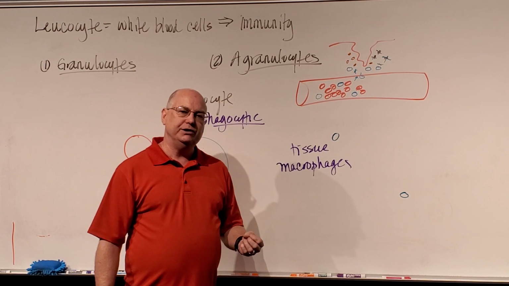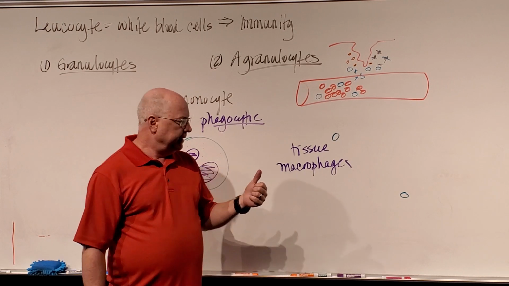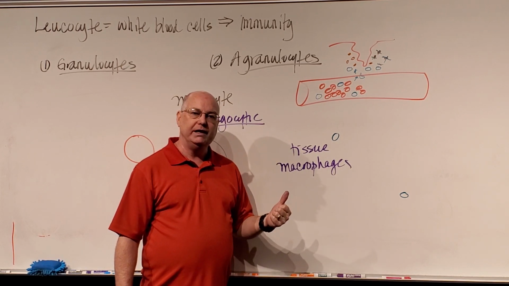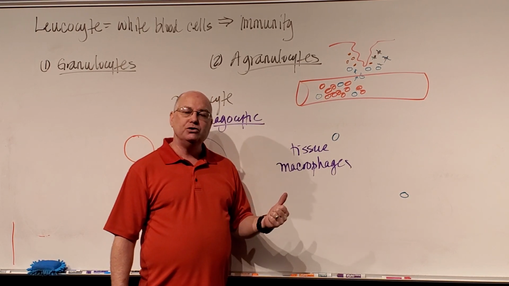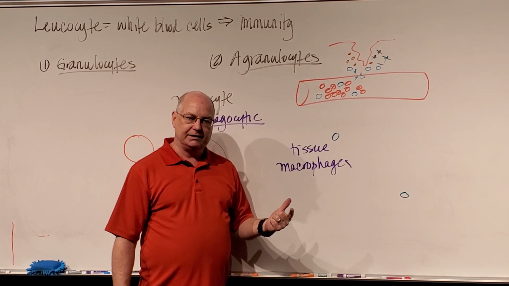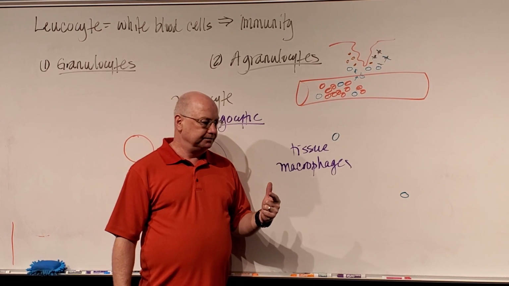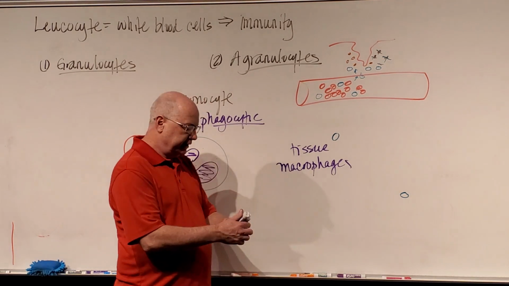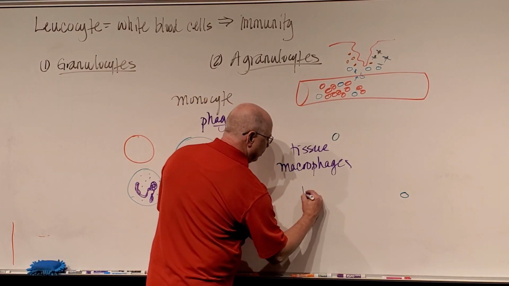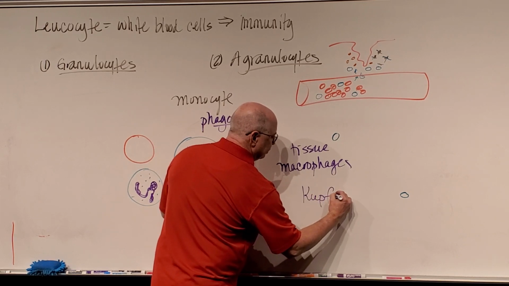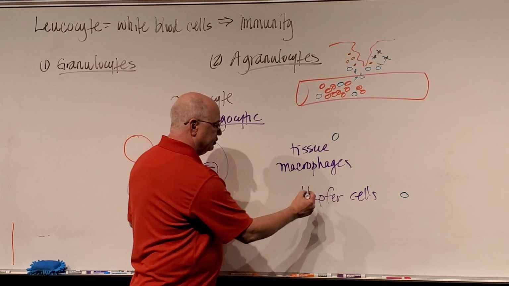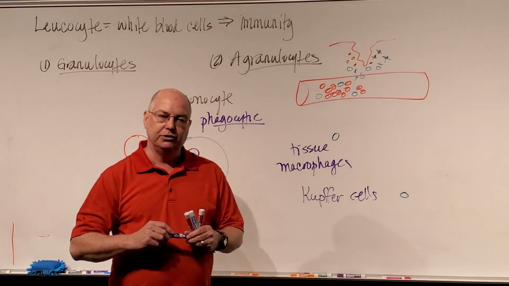You've heard of a few of these macrophages before. In the nervous system, in our brain and spinal cord, we call them microglia. In bone cells, they're called osteoclasts. And in the liver, we call them Kupffer cells. K-U-P-F-F-E-R. Kupffer cells, I think there's one F in the liver, it might be two F's, I think it's two. I haven't looked at that word in a long time. But Kupffer cells live in the liver.